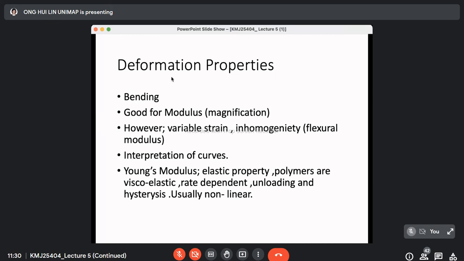And usually, for the Young's modulus, we actually measure it at the elastic region only, meaning at the solid-like behavior that obeys Hooke's law. For viscoelastic polymers, we are actually interested in more than that. We have to be more interested in what lies beyond the elastic region.